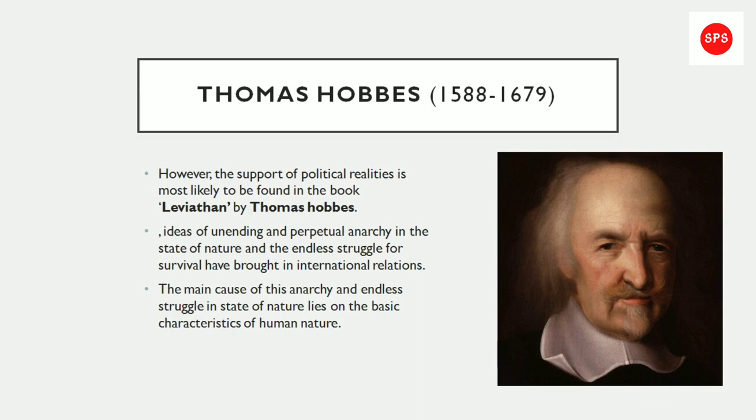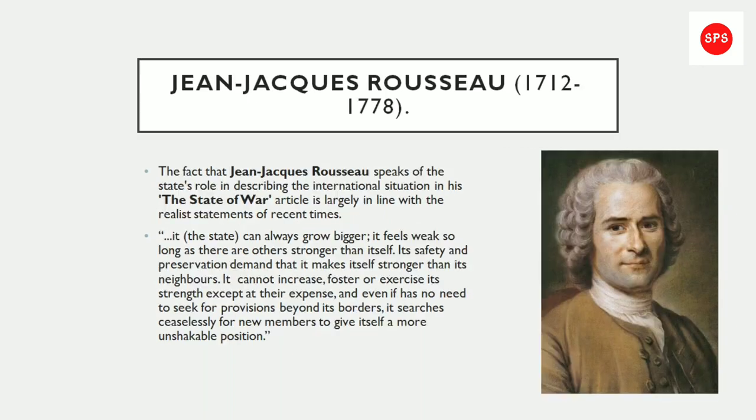Jean-Jacques Rousseau speaks of the state's role in describing the international situation in his article The State of War. This article is largely in line with realist statements of recent times. He said that it can always grow bigger, it feels weak so long as there are others stronger than itself. Its safety and preservation demand that it makes itself stronger than its neighbors. It cannot increase, foster, or exercise its strength except at their expense, and even if it has no need to seek provisions beyond its borders, it searches ceaselessly for new members to give itself a more unshakable position.